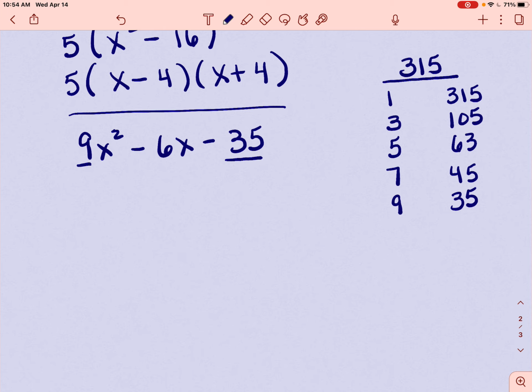Keeping my eye on it, since it's negative, 9 times negative 35 is negative. I'm going to need one number to be negative and one number to be positive. I'm adding together to get a negative 6, so my big numbers are all going to be negative. And I haven't gotten numbers that are close enough together to go in there yet.